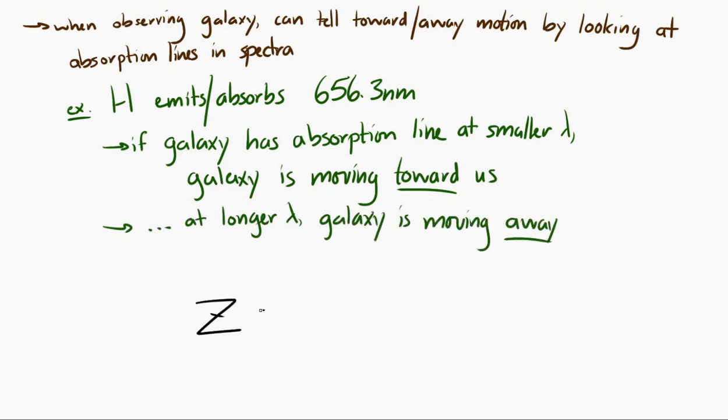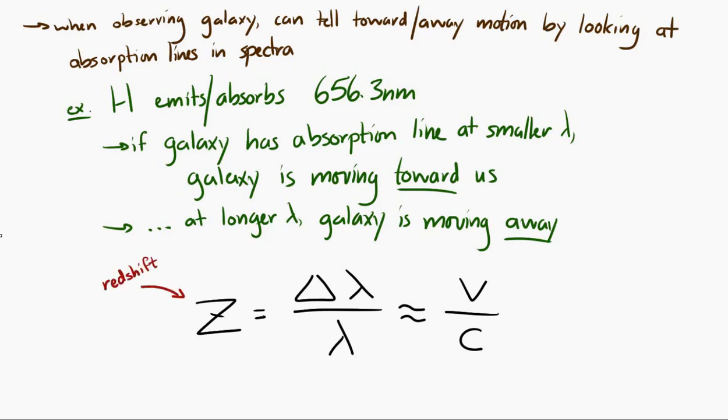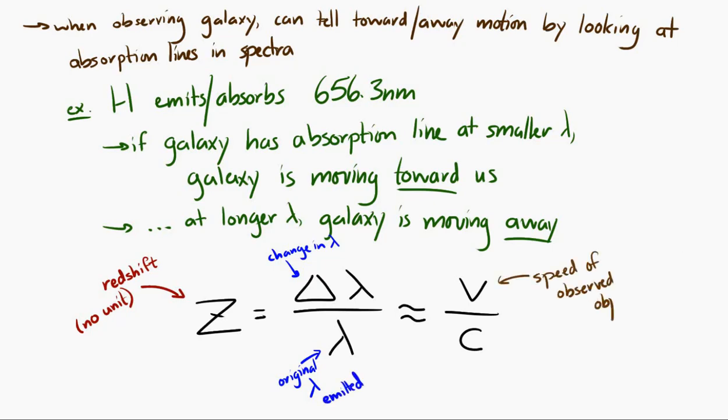There's an equation to show this. I'll write it down here. z is equal to delta lambda over lambda, which is approximately v over c. Here z is called the redshift, and that is the ratio of the change in the wavelength to the wavelength. The change in the wavelength is how much the wavelength that you're observing has shifted. Lambda here is the original wavelength that it should be emitted at. v here is the speed of the object, whether it's moving towards you or away from you, and c is the speed of light.